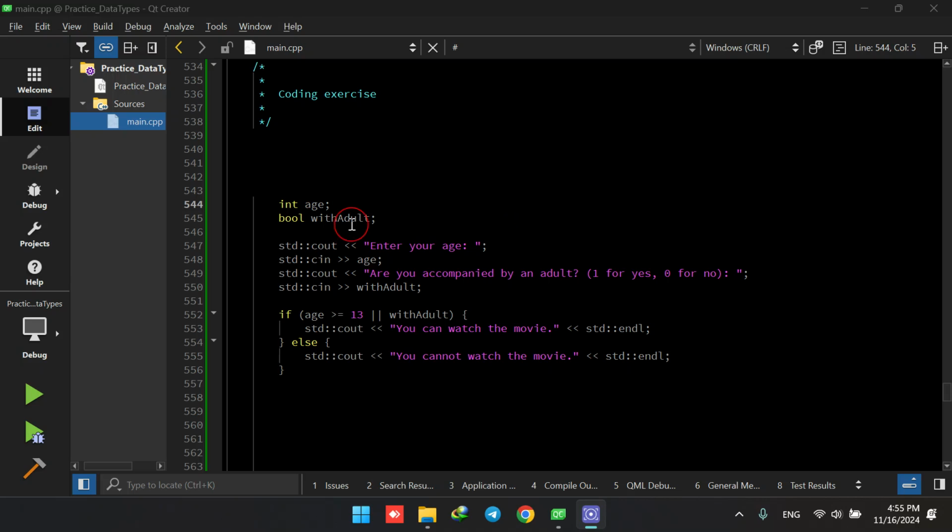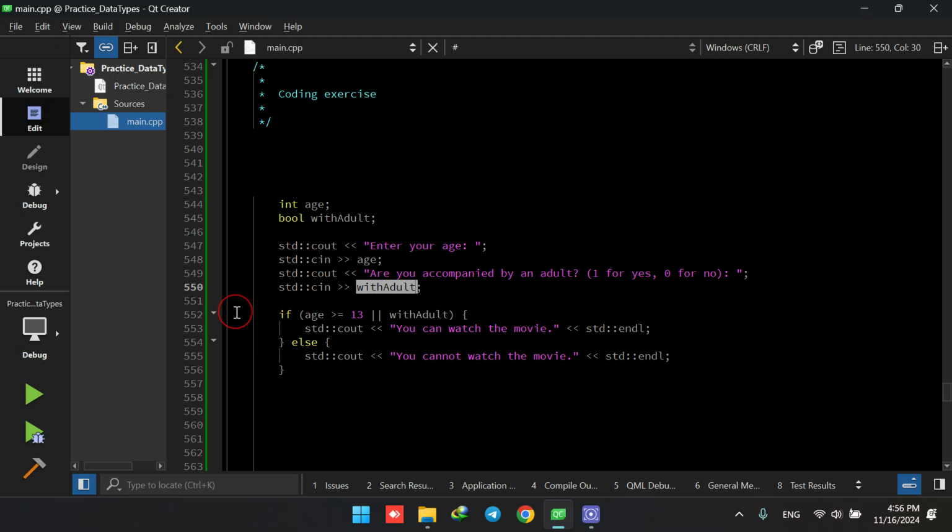To do that, we initialize an integer called age and we initialize a boolean called with adult. The boolean can only take two values, if you remember, 0 or 1. We ask the user to enter their age and also mention whether they are being accompanied by an adult, 1 for yes and 0 for no. The result is stored in the with adult boolean using the cin function.